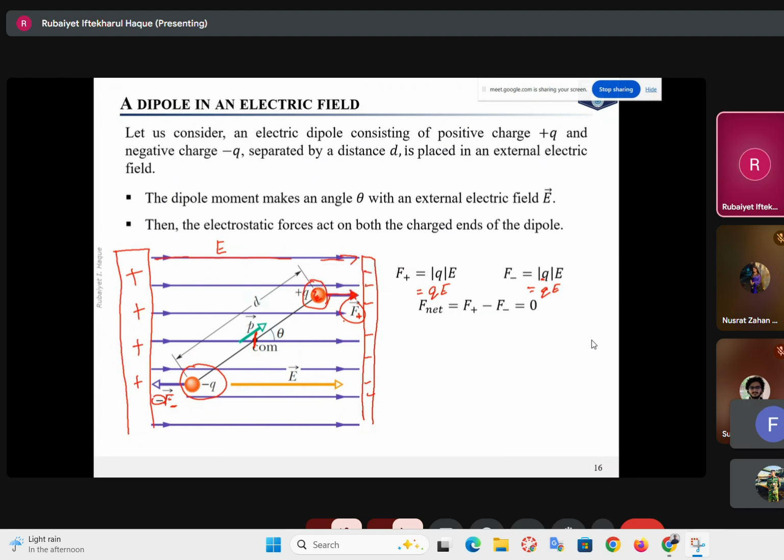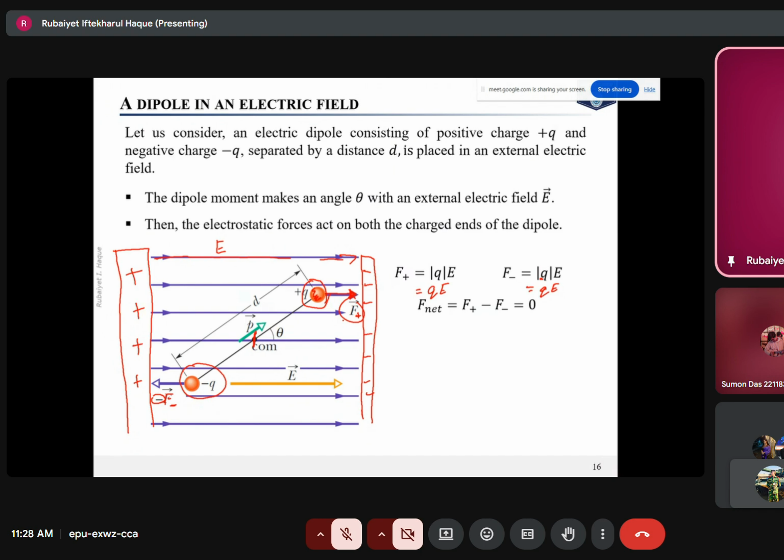They are trying to pull the dipole in two different directions. They are equal and opposite, so they cancel out each other. But so that means what? That means the center of the dipole will not move. Center of the dipole is the pivot point. It will not move. It will remain static at this particular space.